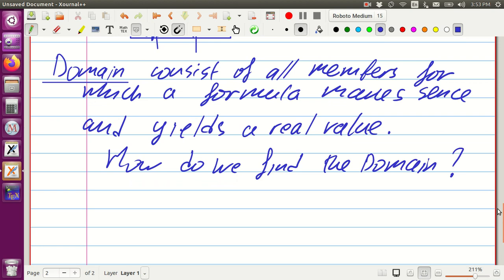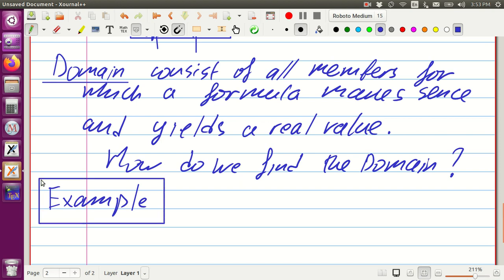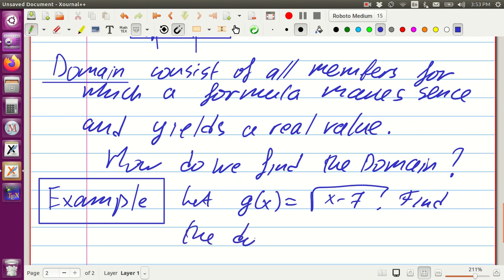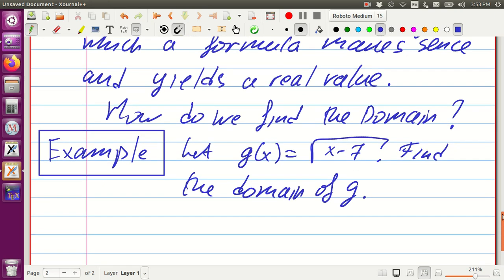So let's do a few examples and see in practice how it works out. So the first example we're going to do, we're going to pick up some function g of x, which is the square root of x minus 7. The assignment tells us to find the domain of g. Let's accomplish this task.